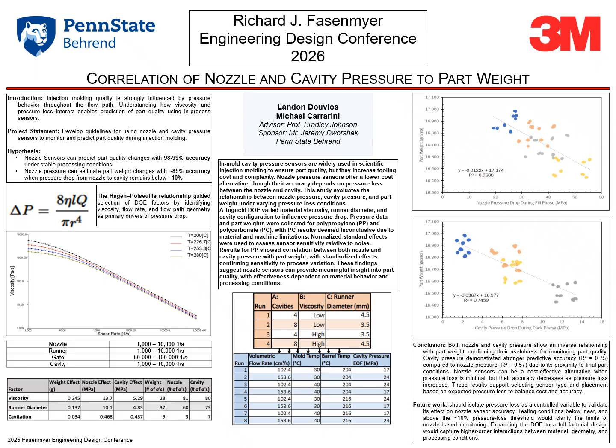with other results, we have the standardized effects, where we essentially took part weight and pressure outputs and normalized them into one standard deviation value. And as you can see down below, the standardized effects for each sensor are shown. Viscosity is picked up better by the nozzle, while runner diameter is picked up better by the cavity. In conclusion, both nozzle and cavity pressures show an inverse relationship with part weight, confirming their usefulness for monitoring part quality.